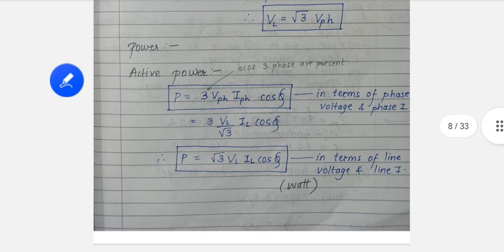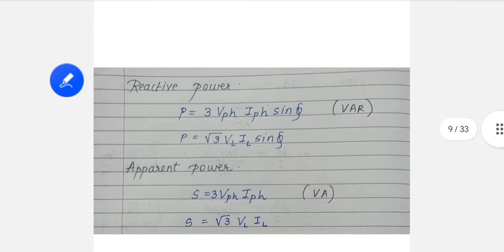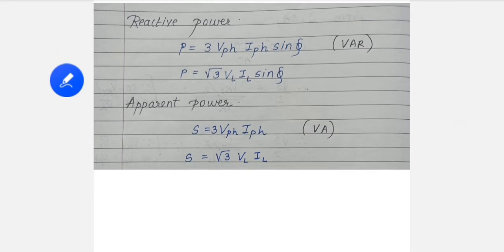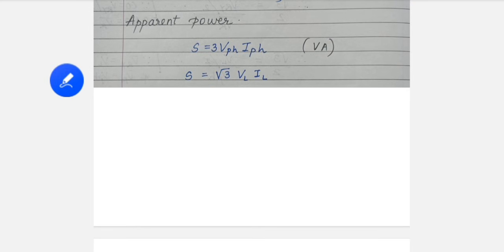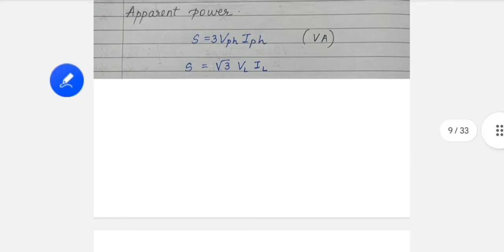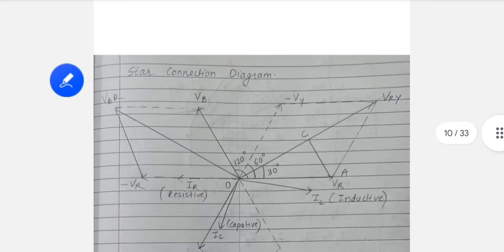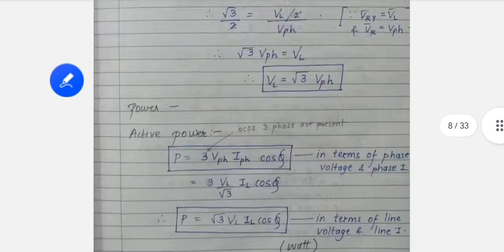So you have to consider that wherever line current or line voltage is there, that time you have to use the root 3 equation, and wherever phase current and phase voltage are there, you have to use 3. Okay, that type of equation. And similarly for reactive power, we have to replace by sin phi, and for apparent power just 3 VPH IPH. Okay, so this was all about the power, and this is the phasor diagram. I hope you understood the derivation.